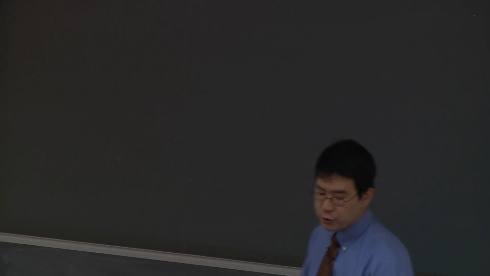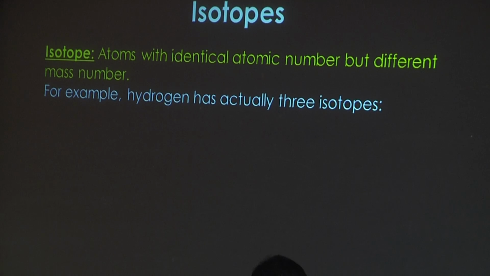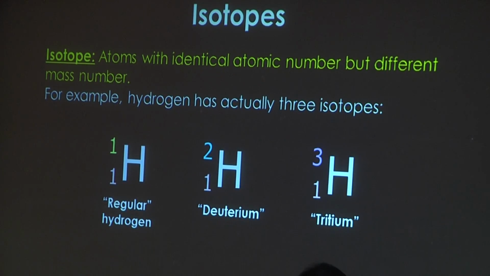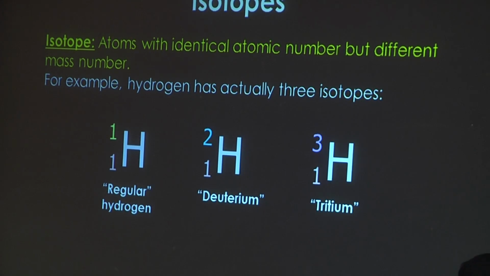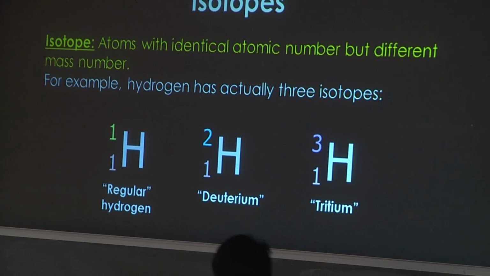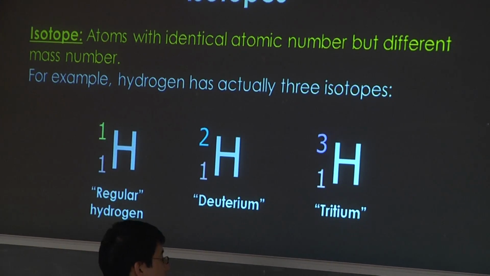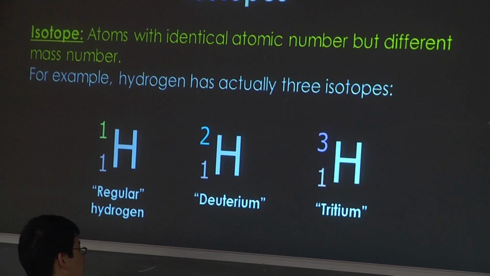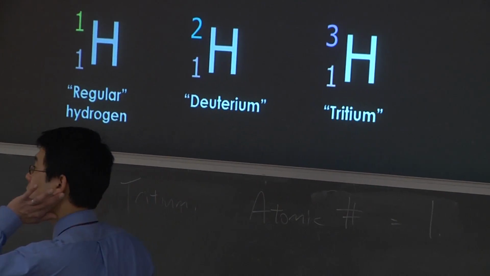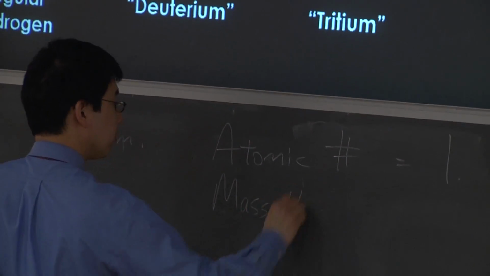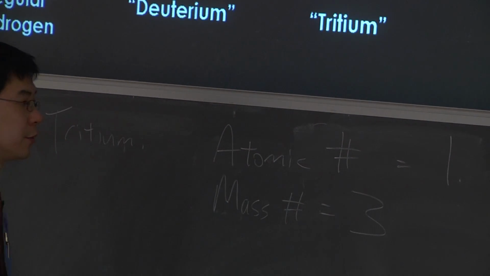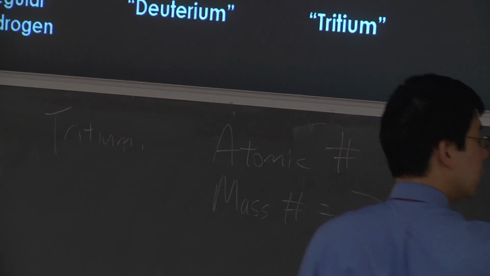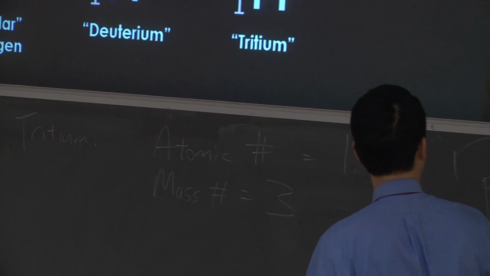Okay. So isotopes are atoms that have identical atomic numbers but different mass numbers. So hydrogen actually has 3 common isotopes. Regular hydrogen, deuterium, and tritium. So we looked at regular hydrogen, we looked at deuterium. Let's think about tritium. What's the atomic number? Right, atomic number equals 1. And the mass number? Mass number equals 3. How many protons? 1 proton. How many neutrons? Right, 2 neutrons.